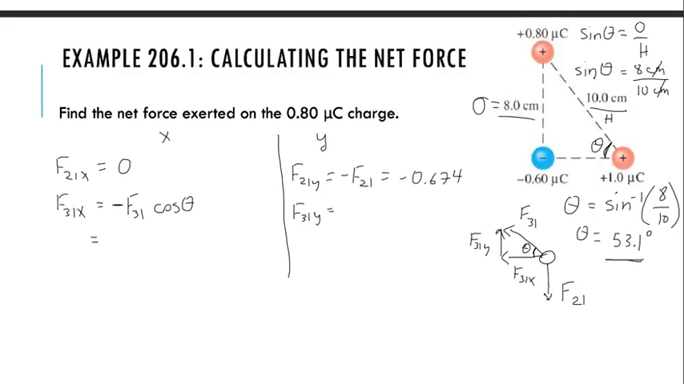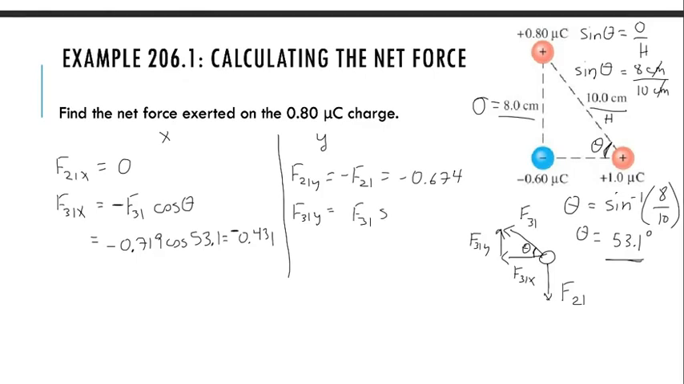Then you plug in everything that you know, negative 0.719, cosine of 53.1 degrees. And if you don't round anything, you should get negative 0.431 newtons. Okay, can you do the F31y by yourself? If so, pause the video. Let's take a look.